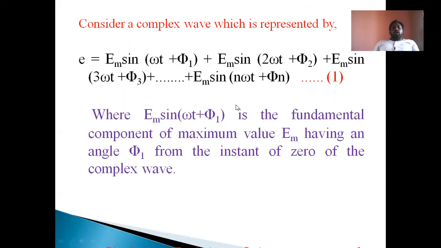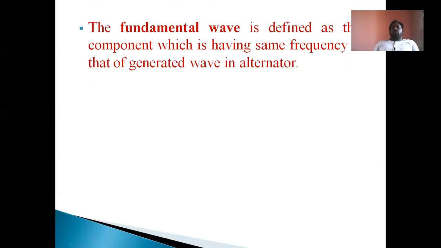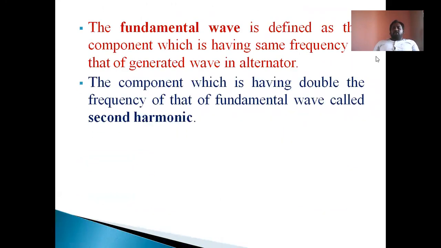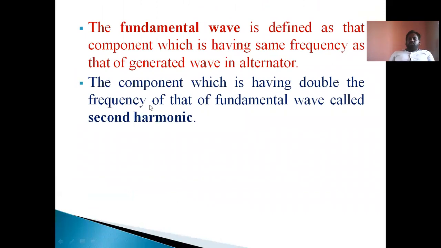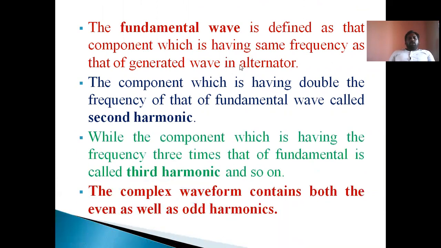Here, if the integer is even, it is an even harmonic, and odd integers are odd harmonics. The fundamental wave is defined as that component which is at the same frequency as the generated wave in the alternator. That is the fundamental. In the alternator, we use symmetrical poles, that means 2, 4, 6, 8, and also the coils are symmetrical in the armature circuit. That's why even harmonics are eliminated according to Fourier law. Due to symmetrical nature, even harmonics are eliminated.